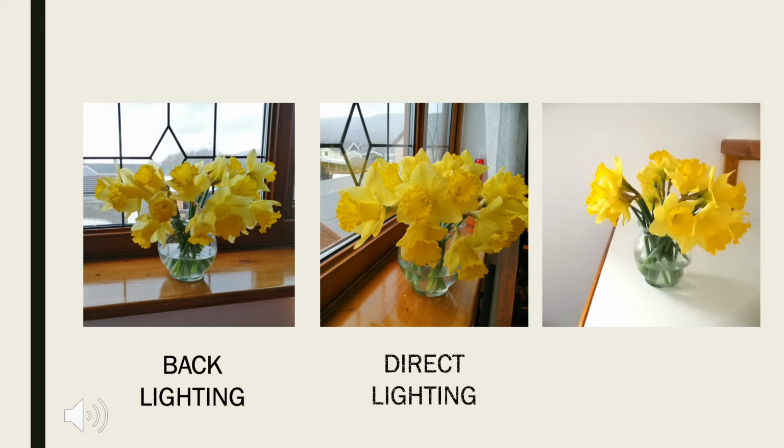In the middle image, I've moved the light to the side of the flowers. So the light is coming in through the window and shining more directly onto the flowers themselves, and that's giving it a more balanced look. The last image is side lighting, where I've moved away from the window, which has given it a more subtle effect already, but I also prefer the side lighting because of the shadows it's made.